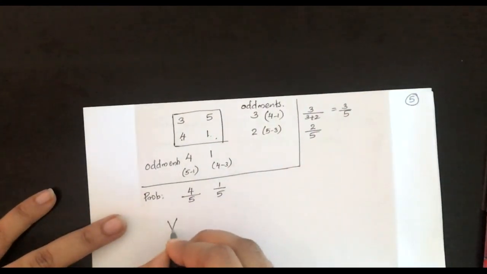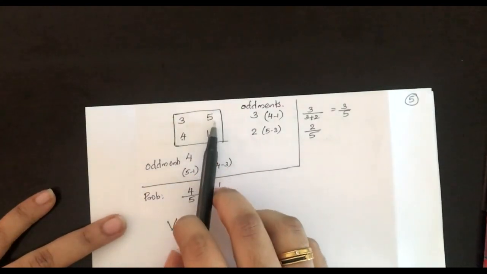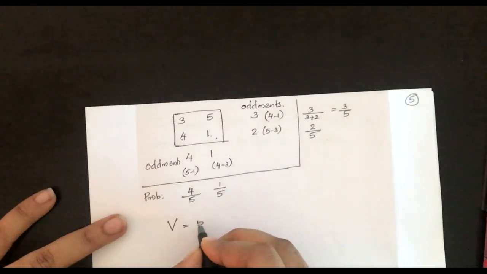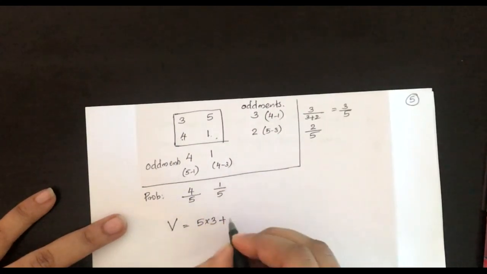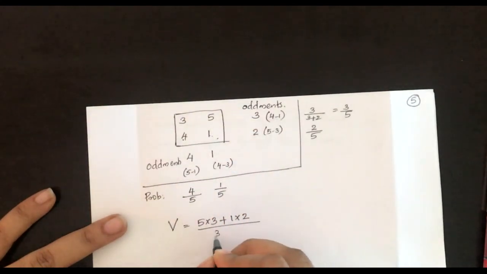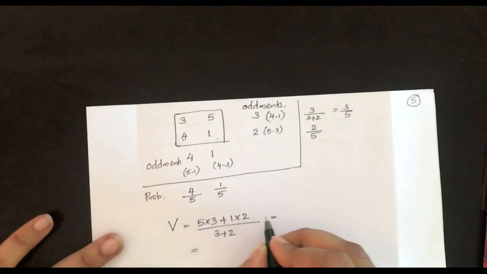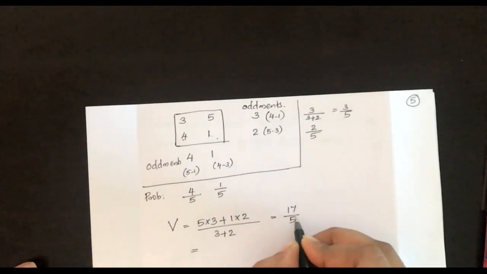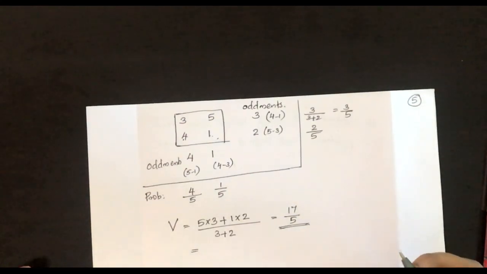V equal to, I am taking the second column and row oddments: 5 into 3 plus 1 into 2 divided by 3 plus 2. That is 5 into 3, 15. 15 plus 2, 17. 17 divided by 5. Value of the game is 17 by 5.